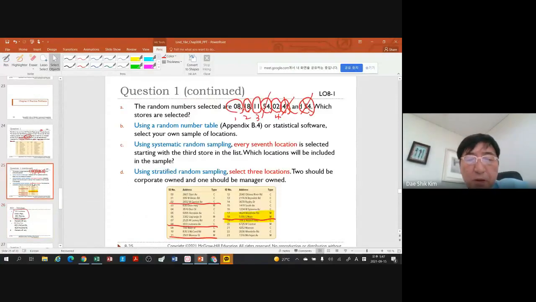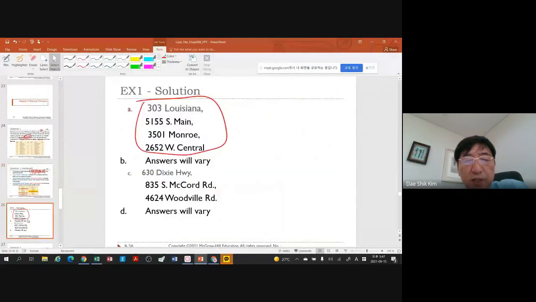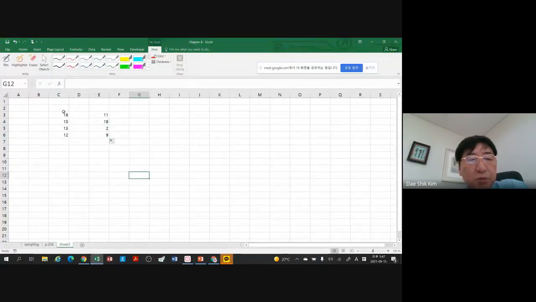Part B. Using a random number table in Appendix B4 or statistical software such as Excel, select your own. It will be different; the answers will vary. While we are waiting, I have chosen some numbers. I use random between 0 and 23, and I pick 4 numbers. When I use between 0 and 23, it cannot generate a number bigger than 23. So 24, 25 cannot be generated.